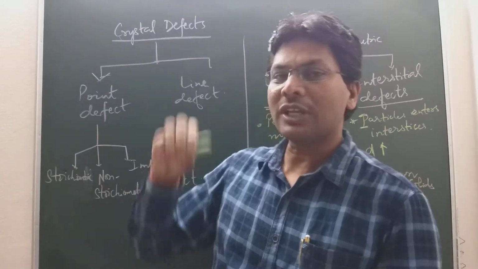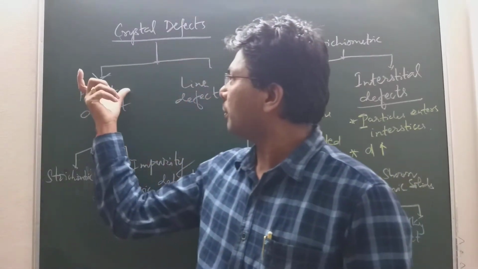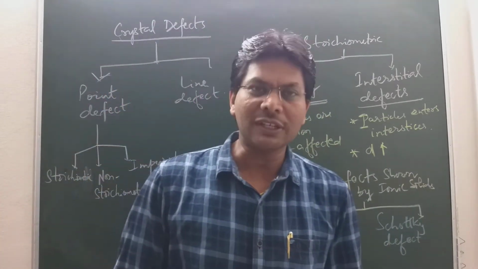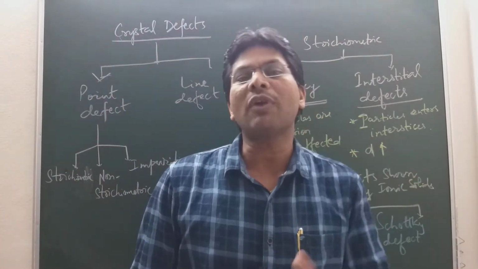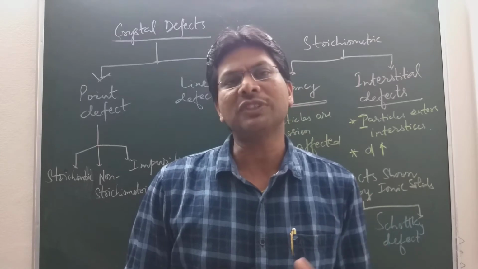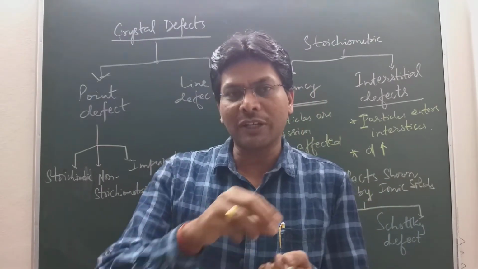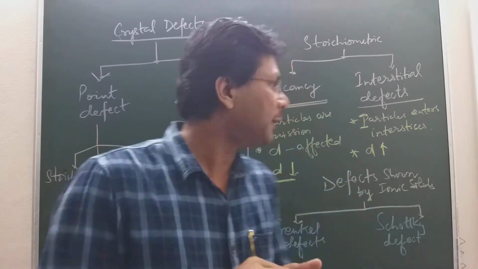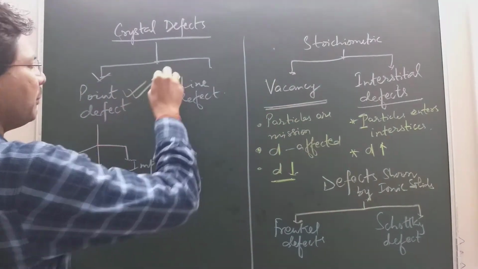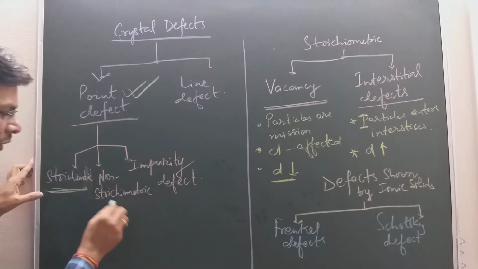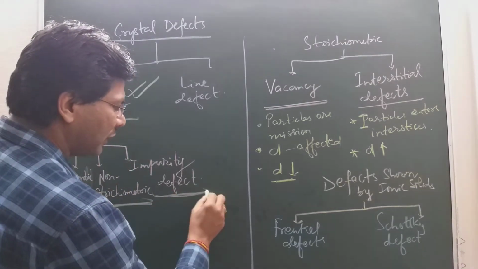Crystal defects are broadly of two types. One is called the point defect, another is called the line defect. Point defects are defects in which particles are missing from a lattice point or some site. Line defects are those defects in which particles are missing from rows. We only have to study point defects. Point defects are broadly classified into three types: stoichiometric defect, non-stoichiometric defect, and impurity defect.